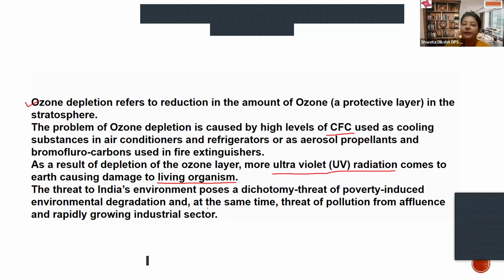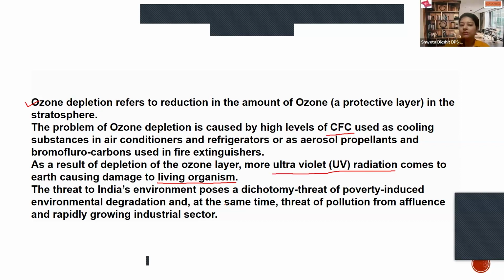I can see this in some paper. As I told you yesterday, this particular chapter is very important as per the weightage in examination. That is why you get so many opportunities to come across the common questions in the sample question paper. So the question which is asked is: the threat to India's environment poses a dichotomy, a threat of poverty-induced environmental degradation, and at the same time a threat of pollution from affluence and the rapidly growing industrial sector.